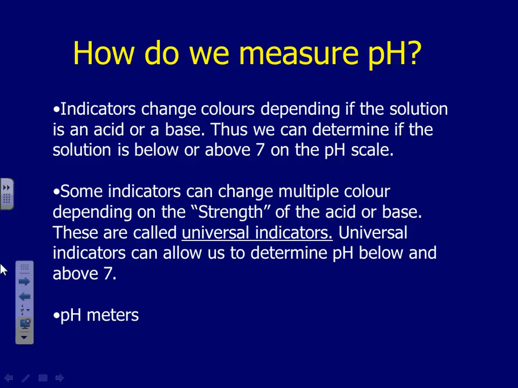So how do we measure pH? Well, we can measure pH with pH paper. We saw that yesterday. The pH paper were those little strips that we dipped into the acid or the base, and we checked it on a little chart there, and we could tell where that value was.